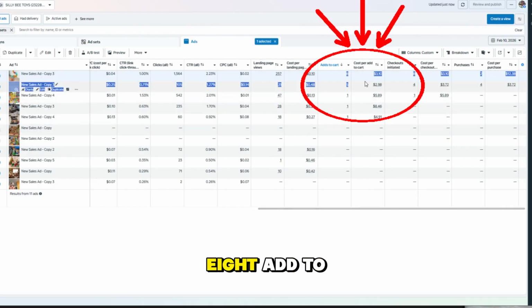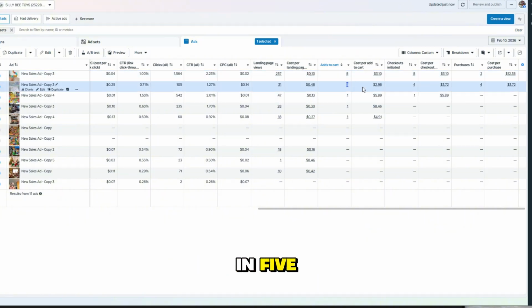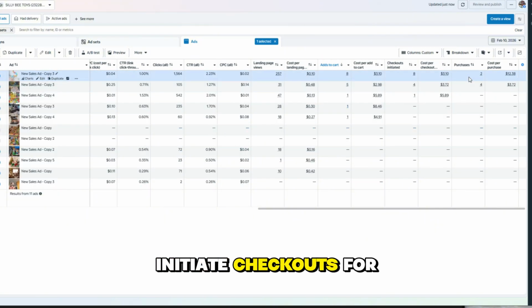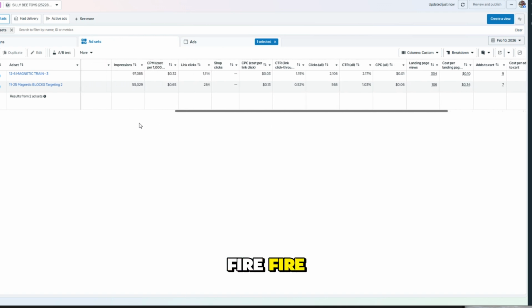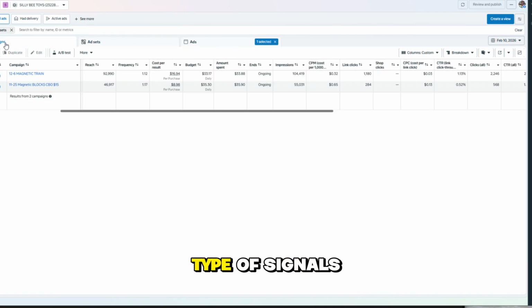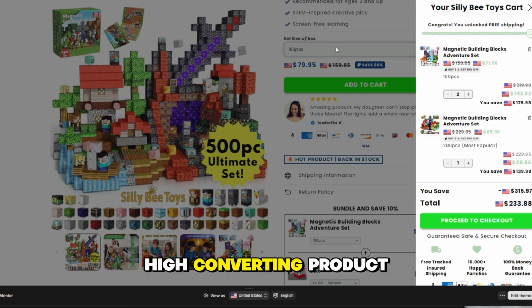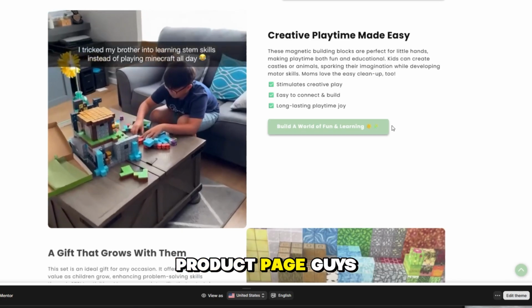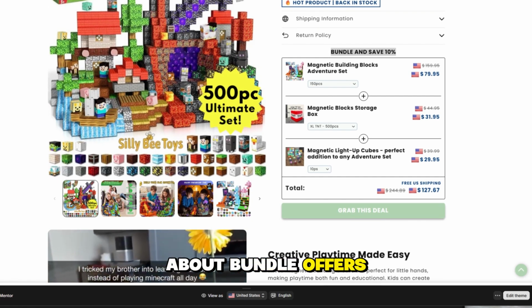Look at these signals: 8 add to carts, 8 initiate checkouts, 2 sales, 5 add to carts, 4 initiate checkouts, 4 sales right here at $3 a piece, guys. That is fire. That is fire, fire, fire. So you can increase the budget, but you need to have those types of signals to move forward. I hope this is totally making sense to you guys and how important it is that you have a high converting product page, guys.